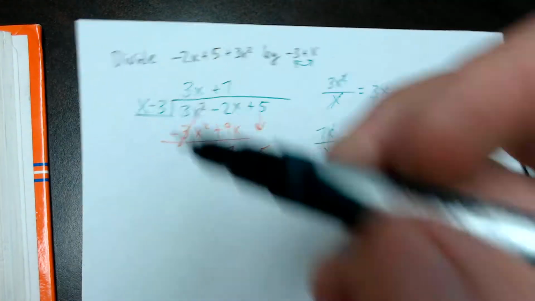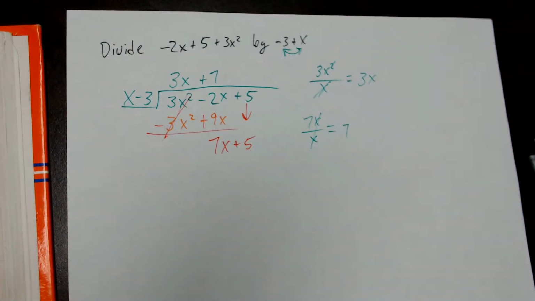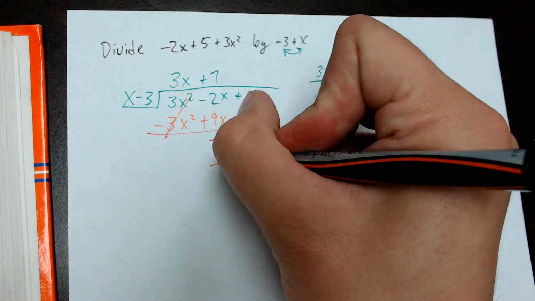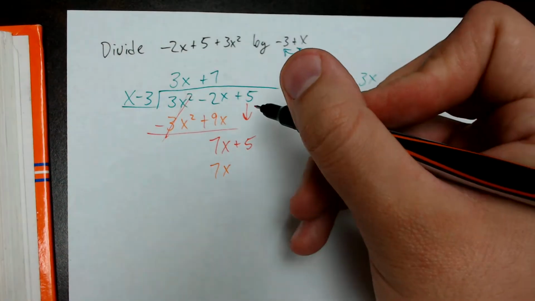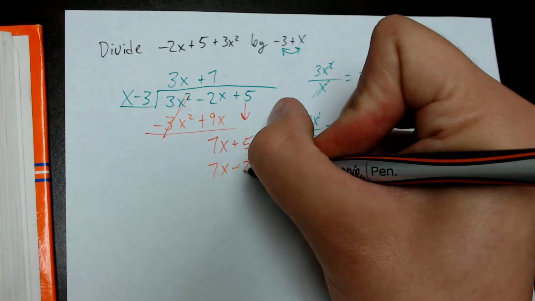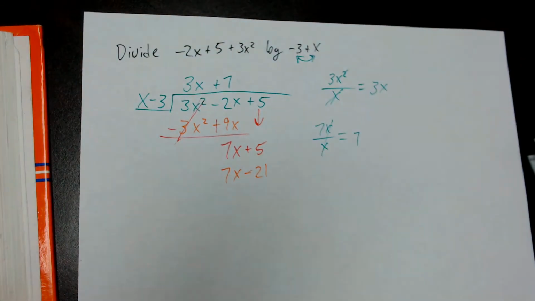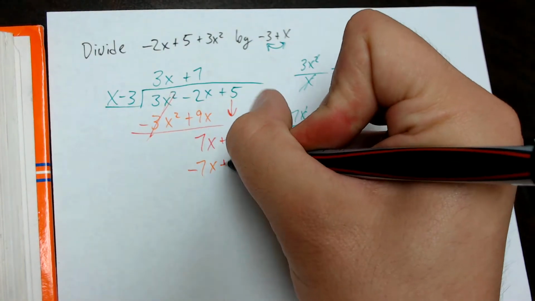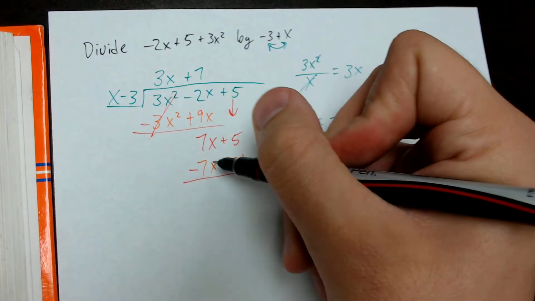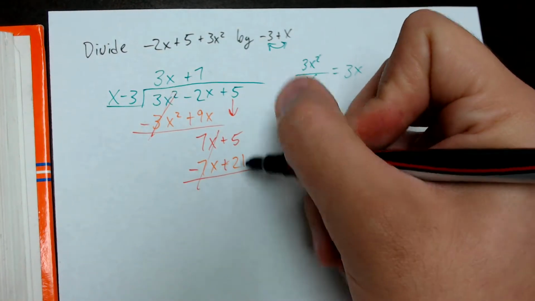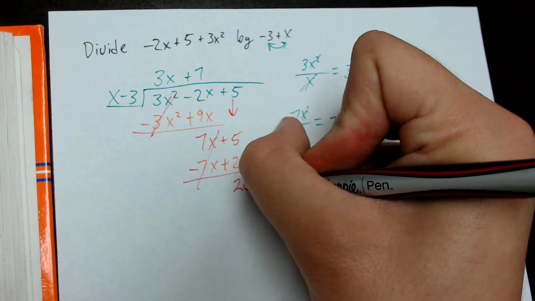Then I go into distributive property. I'm going to multiply. 7 times x gives me 7x. 7 times negative 3 gives me negative 21. Now I go to my subtraction step, and then I'm going to change both signs. These cancel. 5 plus 21 gives me 26.